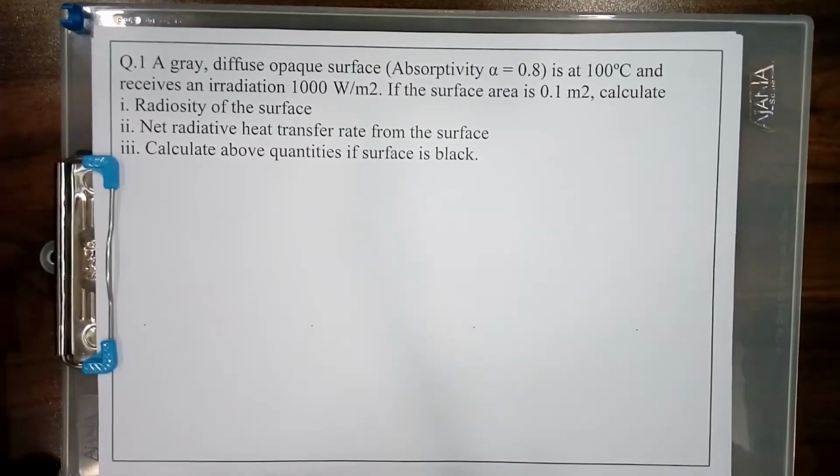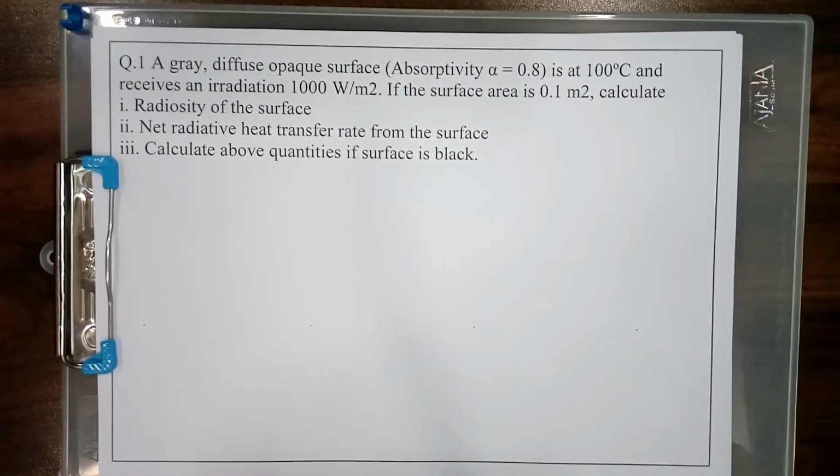Welcome dear students. In this lecture, we are going to solve the numerical based on the radiation heat exchange. So we start with numerical number 1.